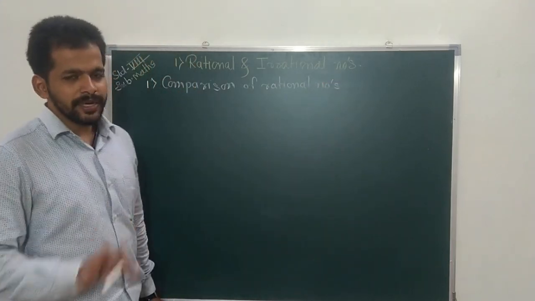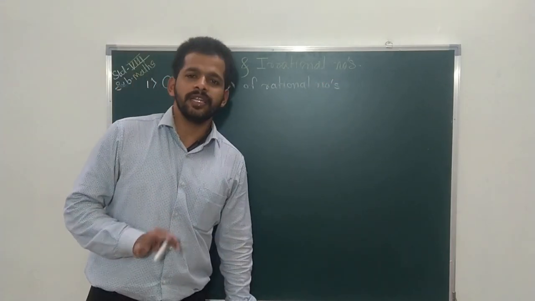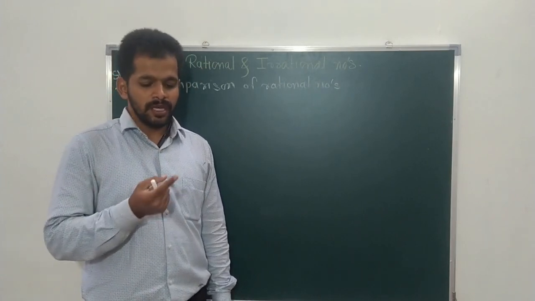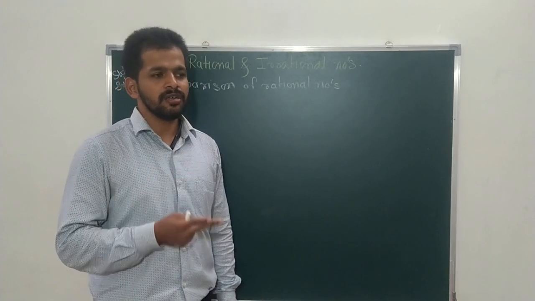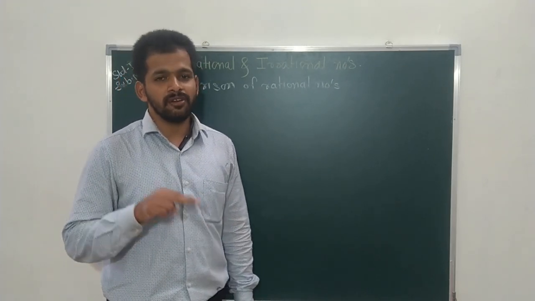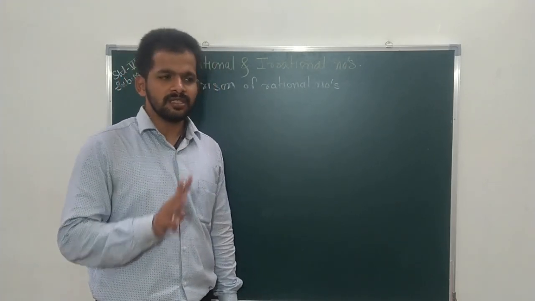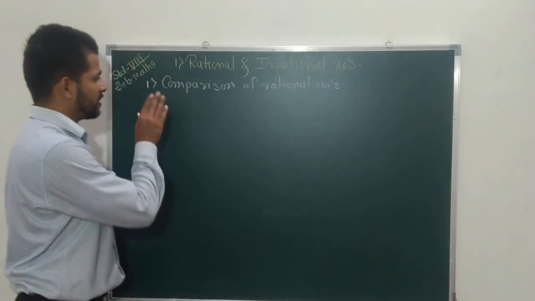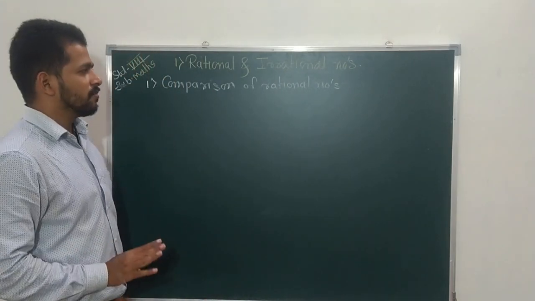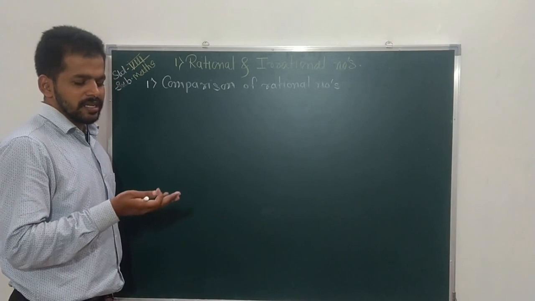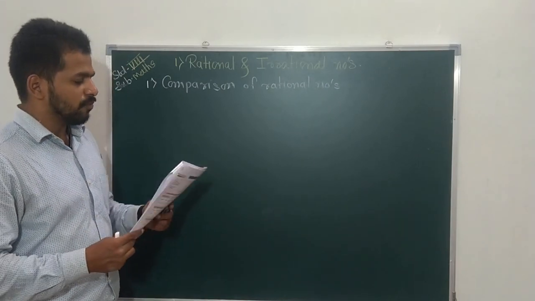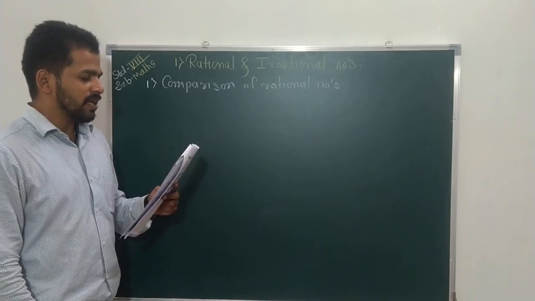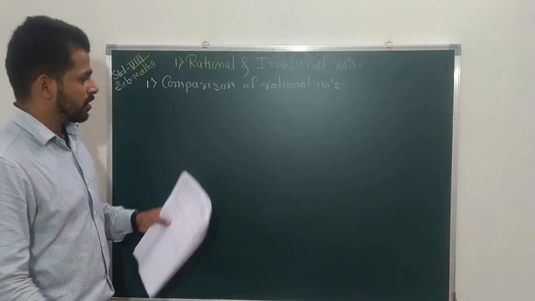When we compare any two numbers, either the first is greater than the second, or the first is less than the second, or the first is equal to the second. These three possibilities are there. Same as when we compare rational numbers, there are three possibilities: greater than, less than, or equal to.